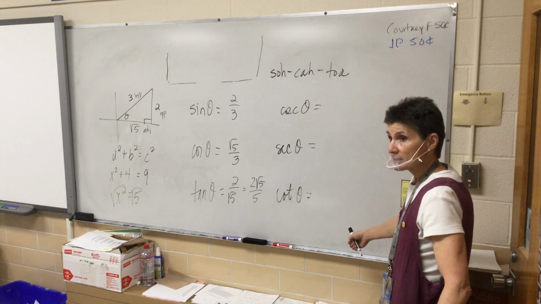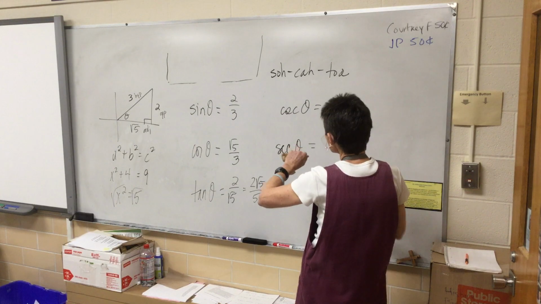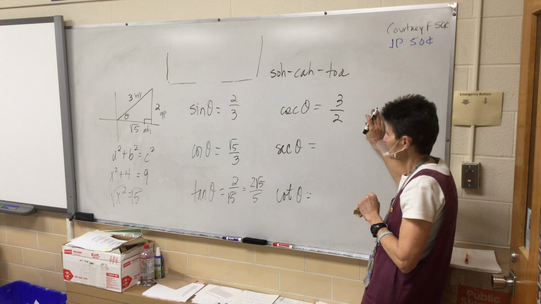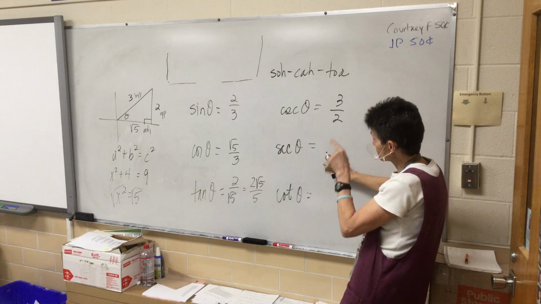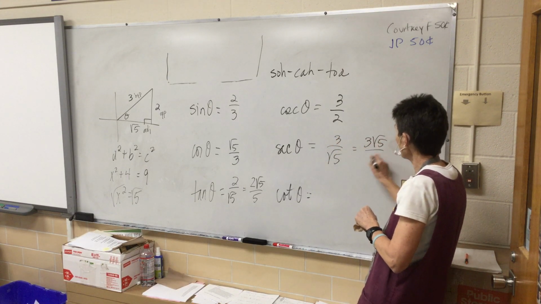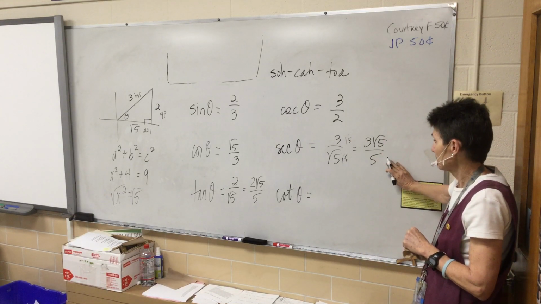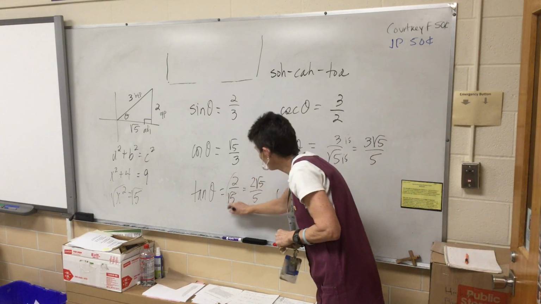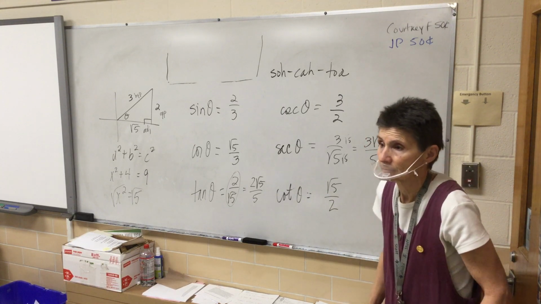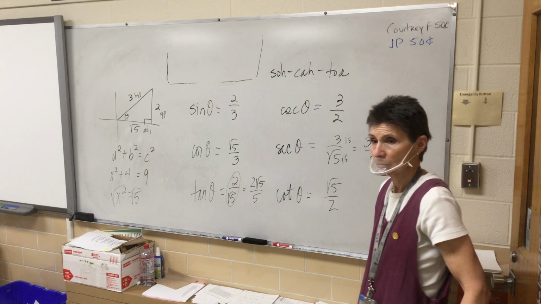Now, these are the reciprocals. So if the sine was 2/3, the cosecant is 3/2. If the cosine was root 5 over 3, the secant is 3 over root 5, which will rationalize. Multiply top and bottom by root 5, get 3 root 5 over 5. And then the cotangent, I'm going to flip it here, will be root 5 over 2. Well, that wasn't so bad, was it?